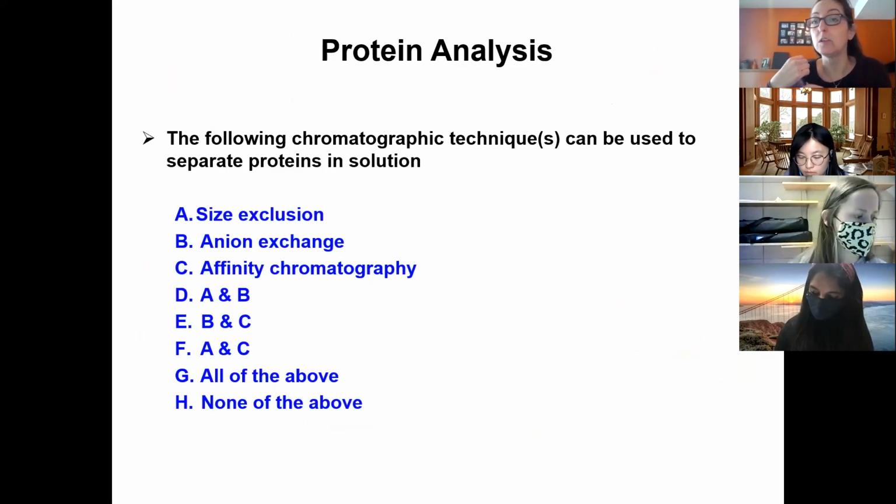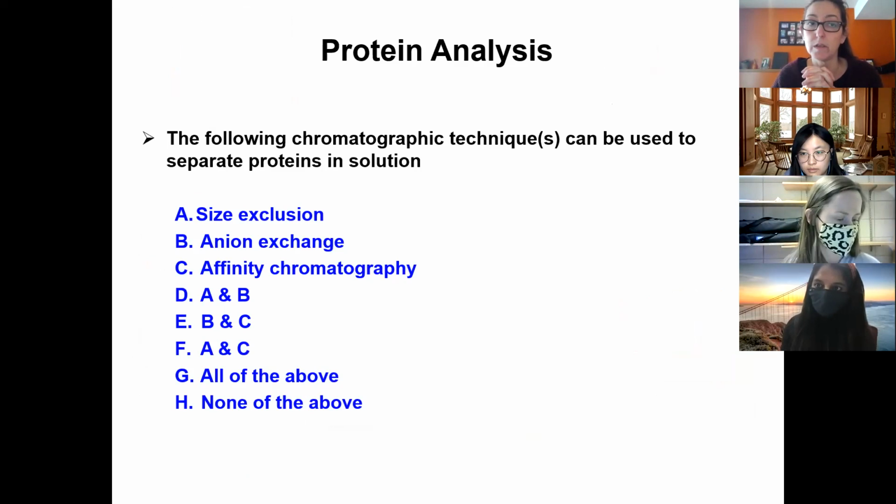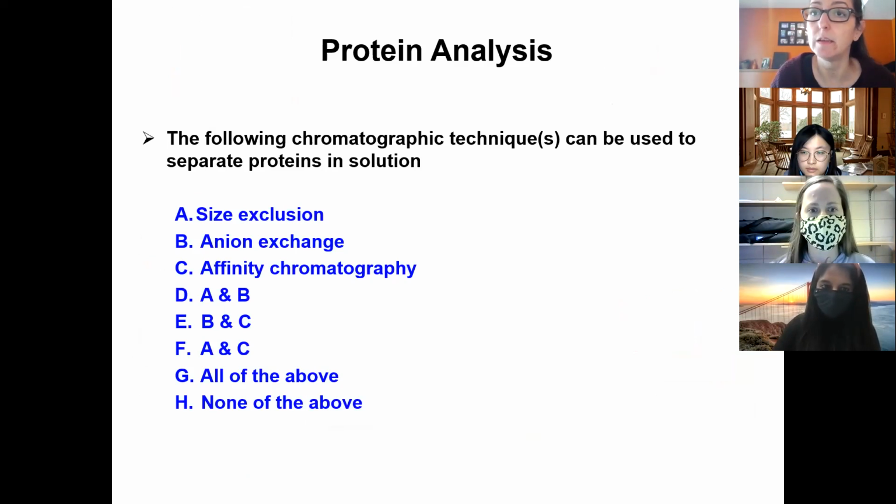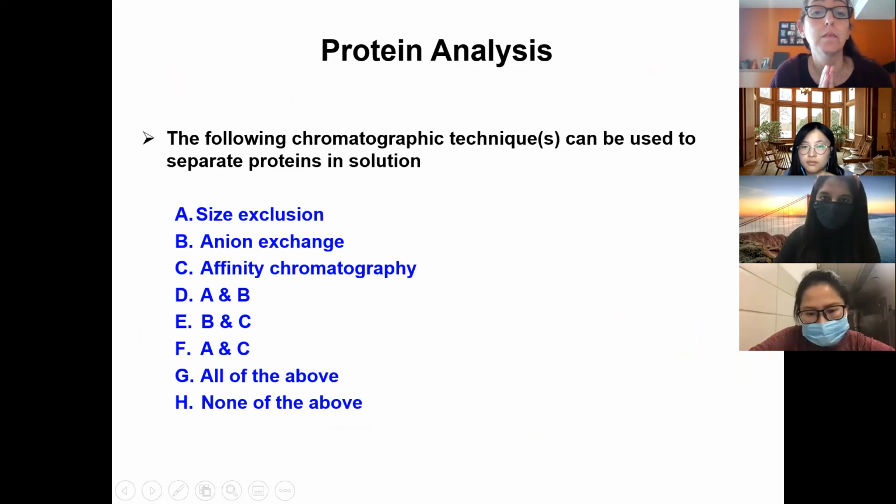So let's see. Some of you know this. Some of you do not know this. So it's okay. We'll cover this together. But what do you know about these chromatographic techniques if they can be used to separate and isolate proteins in solution? Okay. So I see chat. Yes, we all agree. That's great.